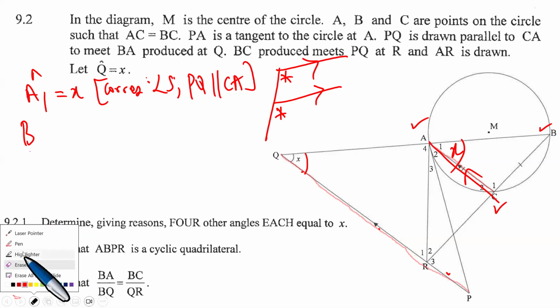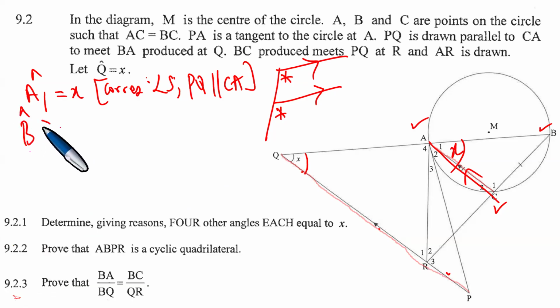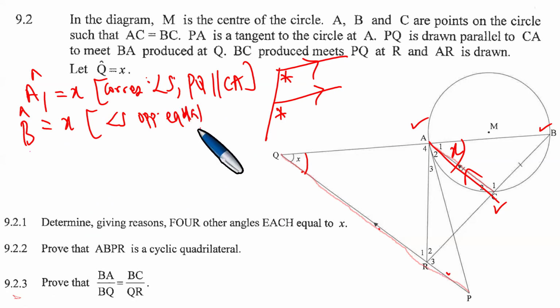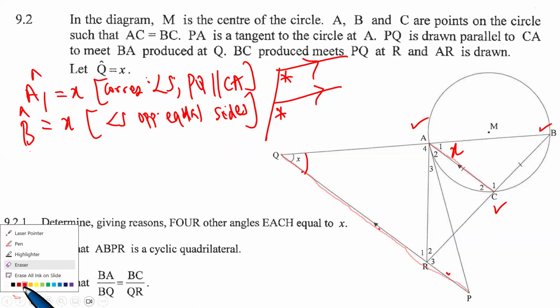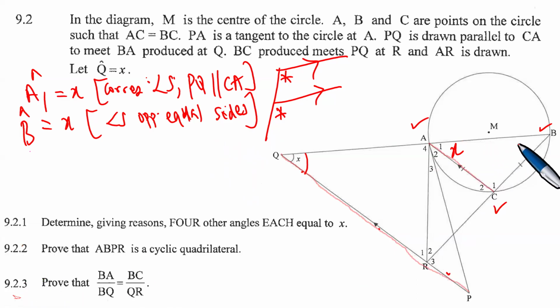Why will the angle B be equal to x? Angles opposite equal sides. Well done. Next, we need more angles, please. So this one is x as well.